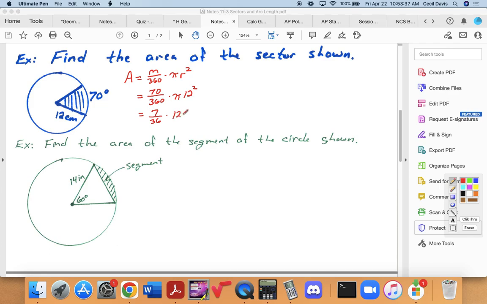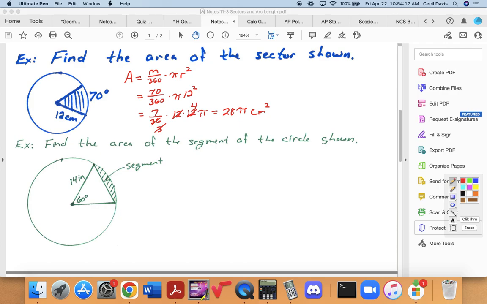I'm going to do 12 times 12 because I'm looking ahead, thinking to a time when I'm not going to grab my calculator for every little thing and go, oh, well, let's see, 12 goes into 36 how many times? 3 times. And then 3 goes into this 12 4 times, giving me an answer of 28 pi square centimeters. Okay? Any questions about that?